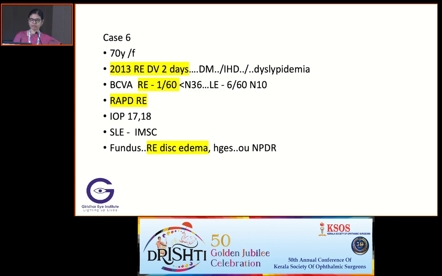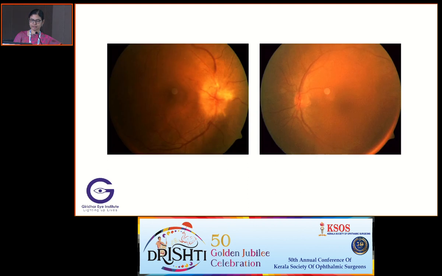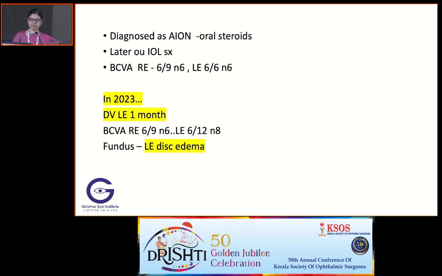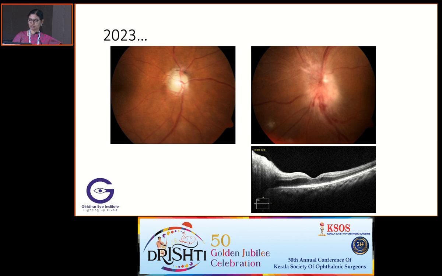A 70-year-old female, right eye, diminution of vision for 2 days, RAPD in the right eye, disc edema, and treated as AION. Later on, cataract surgery was done in both eyes. After 10 years, she presented with left eye disc edema and diminution of vision. This is the left eye disc.